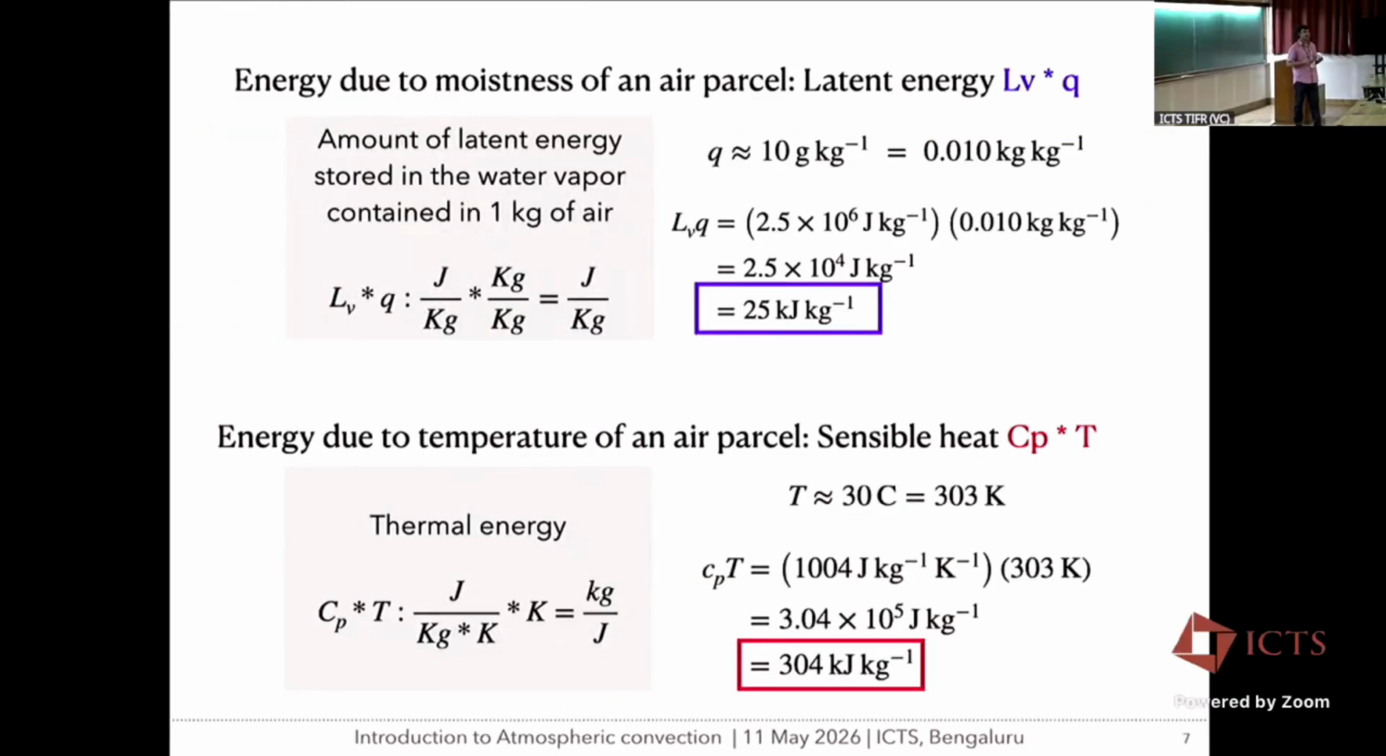So there are two forms of energy associated with these two fields. One is associated with moisture, which we know as latent energy. I have just given here some very basic, typical example calculations just to show you that we use this latent heat of vaporization to convert moisture into energy units.